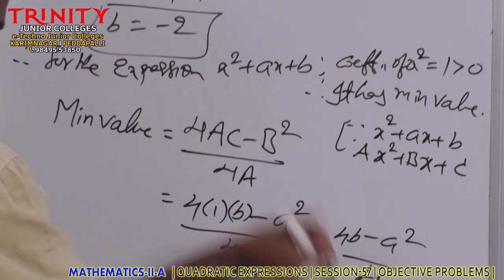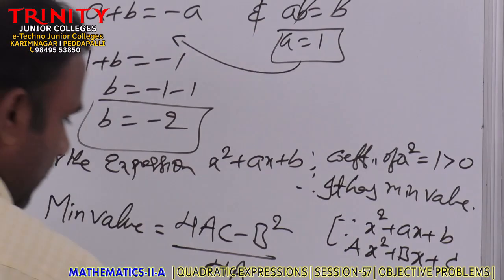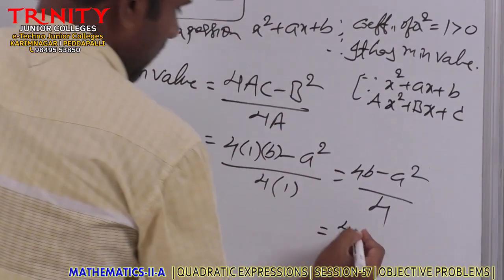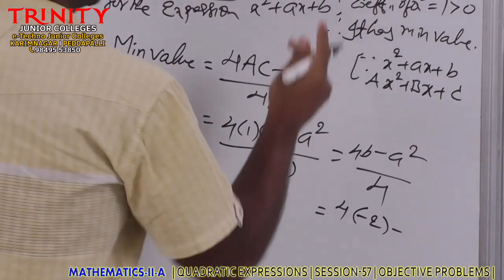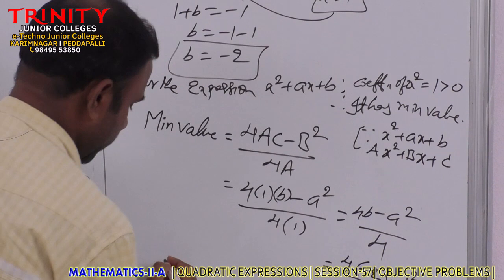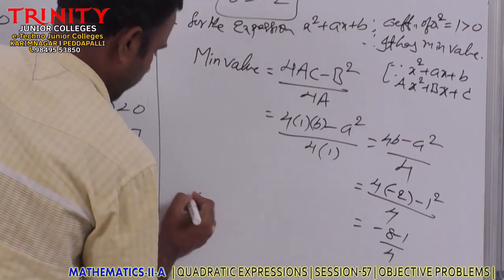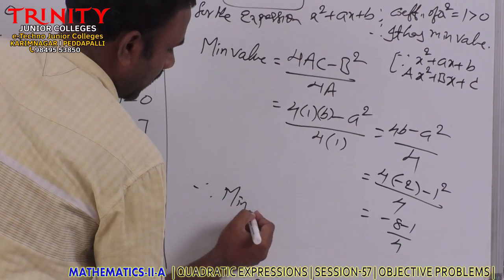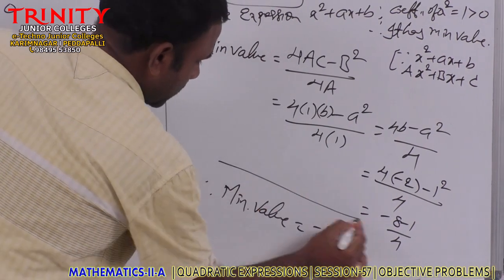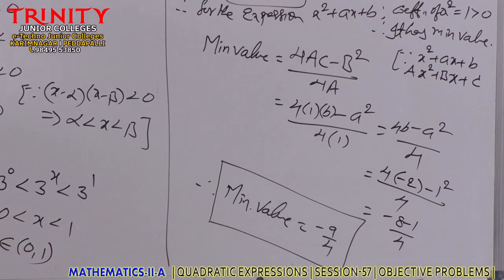Then we have calculated this already. Here now we are going to replace the values of a and b. Then we will get the required minimum value. 4 into the value of b is minus 2, minus a value is 1 square, divided by 4. Therefore what will we get? Minus 8 minus 1 by 4. Therefore the minimum value is equal to minus 9 by 4.